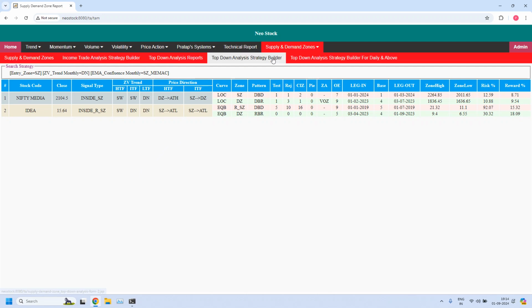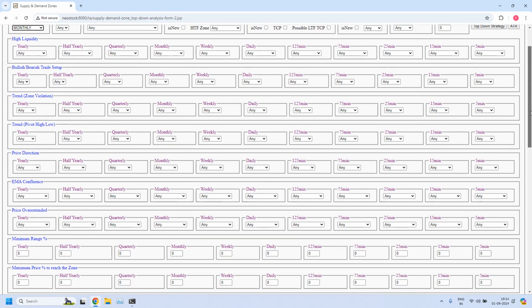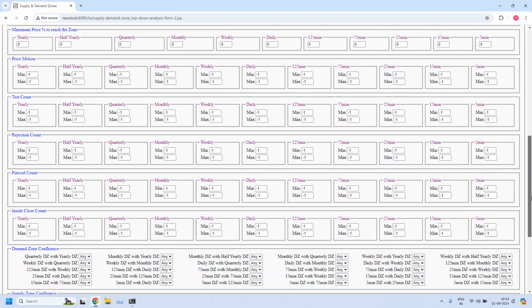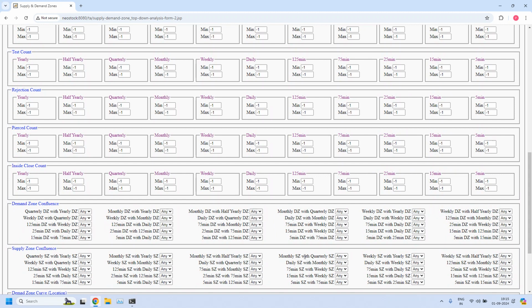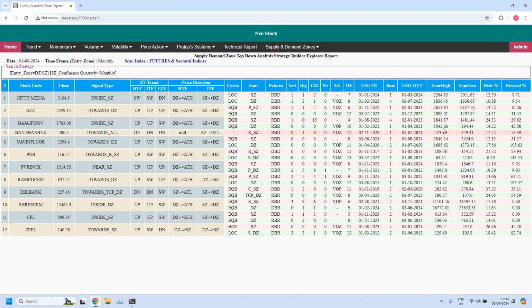Now without EMA, let us look for only monthly time frame zone confluence, without trend, without EMA confluence, only zone confluence. We want to know how many stocks we can get for monthly supply zone with quarterly supply zone filter. So we didn't add any trend parameters, we didn't add any EMA confluence filters. So 12 stocks are filtered. So these 12 stocks are having a monthly supply zone and a quarterly supply zone having confluence with each other.